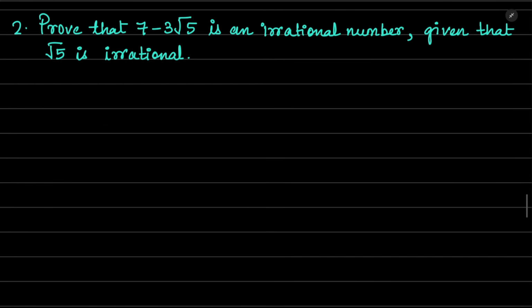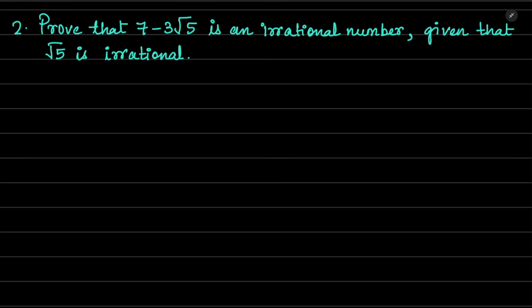A very easy question. So this is one of the topics which is very important. You have to prove that 7 minus 3 root 5 is an irrational number given that root 5 is irrational. A very easy problem. Okay. If you know it, please pause the video and you can do it, and then later on check if your answer is matching with mine. Right? You can pause the video here.